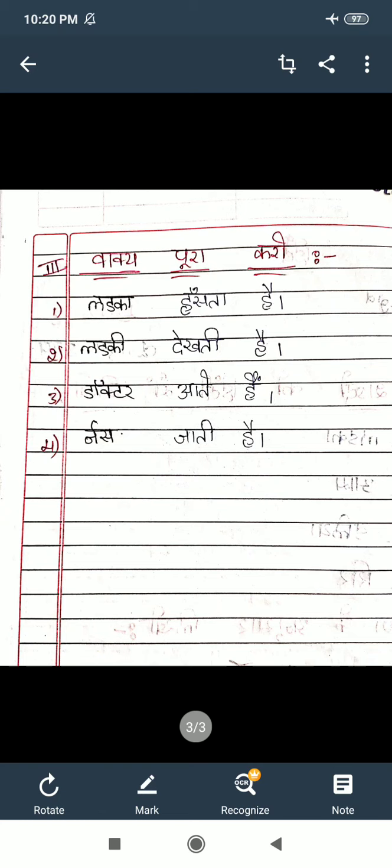Okay, children, if you already wrote in your classwork, don't write again. You practice in your rough book. If you did not write in your classwork, first sit and complete the classwork.